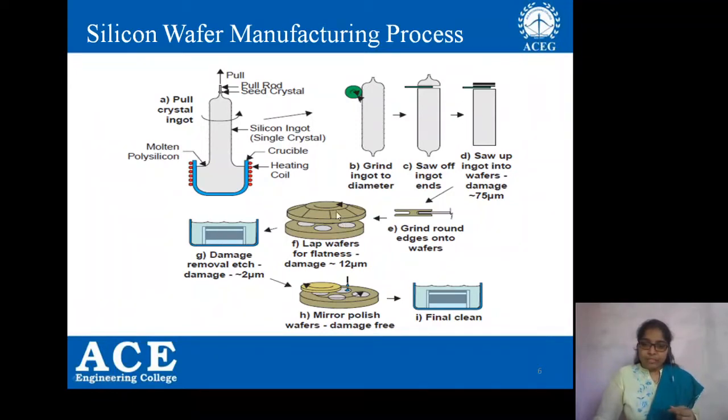After cleaning, we are going to smoothen all the wafer surfaces, and also we will grind the edges. After that we will go through mirror polishing, and lastly we will clean it. So this is how silicon wafers are manufactured.